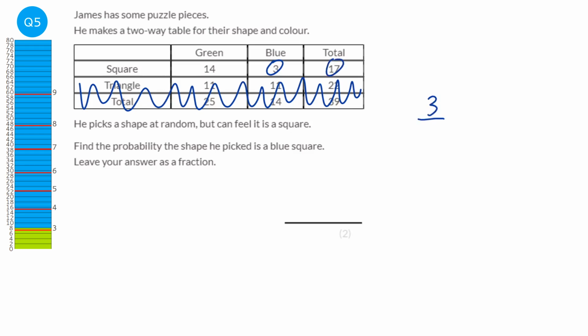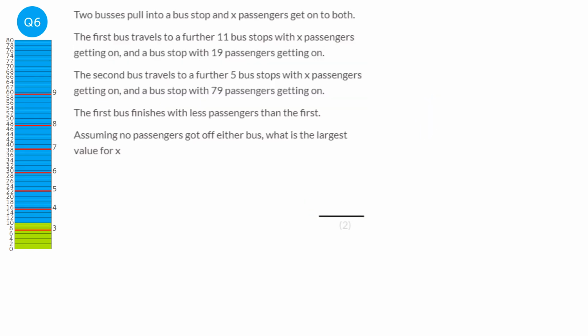Well, it says the total is 17. So the answer is 3 over 17. So we're going to write an expression for the amount of people on the first bus. They've started with X passengers and they've gone to 11 bus stops with X passengers. So altogether that is 12X.